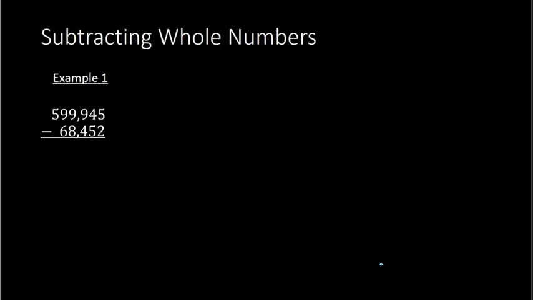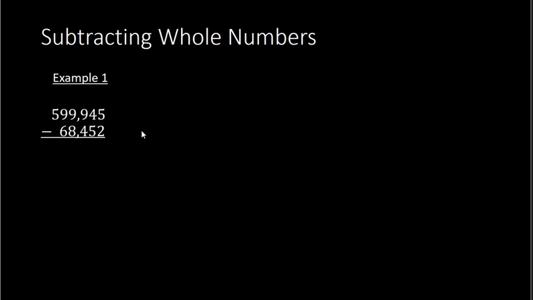Example 1, we have 599,945 minus 68,452. When you subtract, just like with addition, make sure that the correct places are lined up. So for example, the ones place for both numbers are lined up, the tens place are lined up, the hundreds place, and etc.